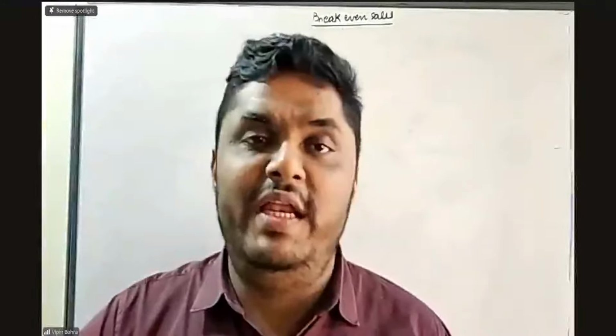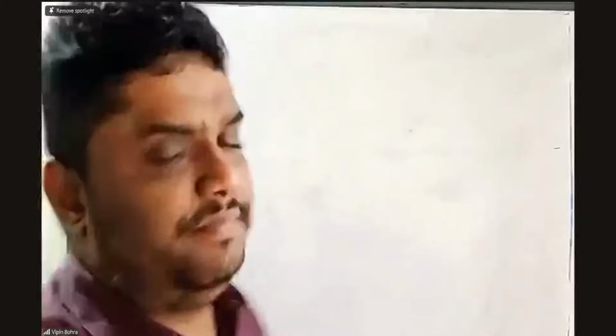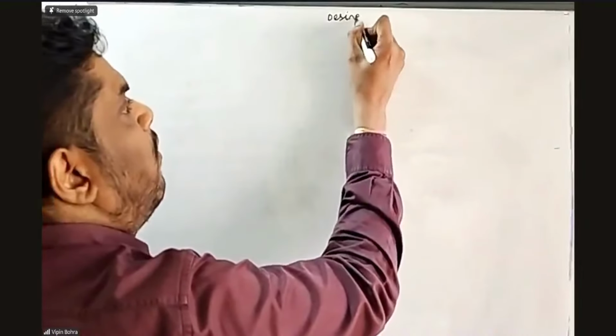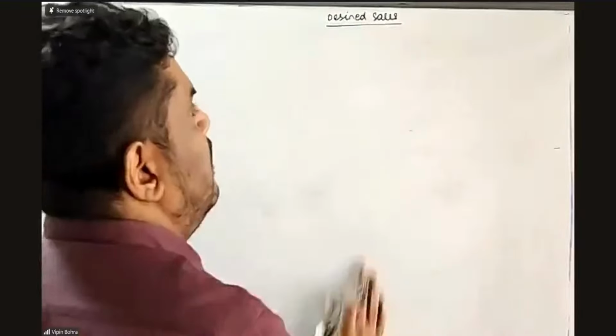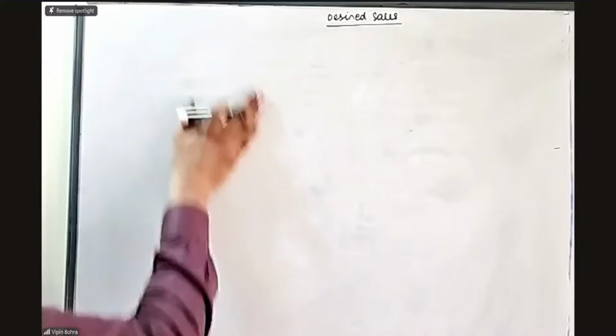We are done with PV ratio and break-even sales. So let's proceed further with the next part of the chapter. The third part is desired sales. Let's discuss this concept.